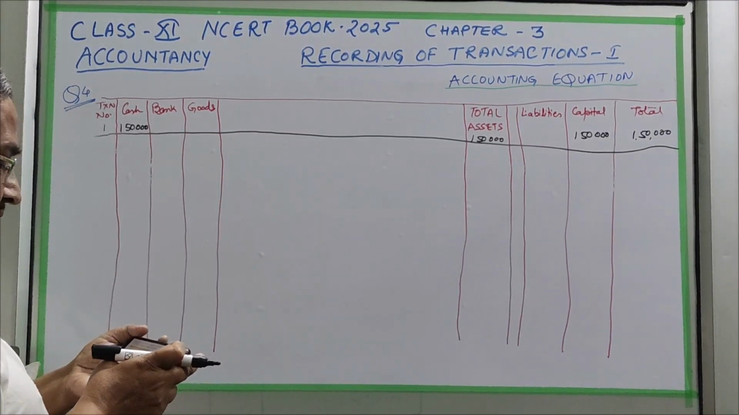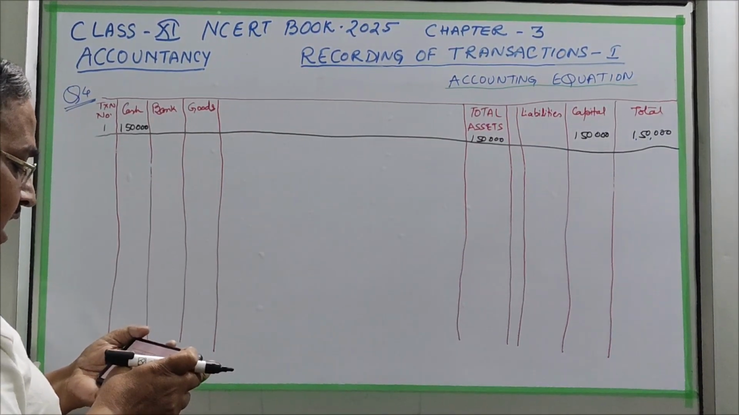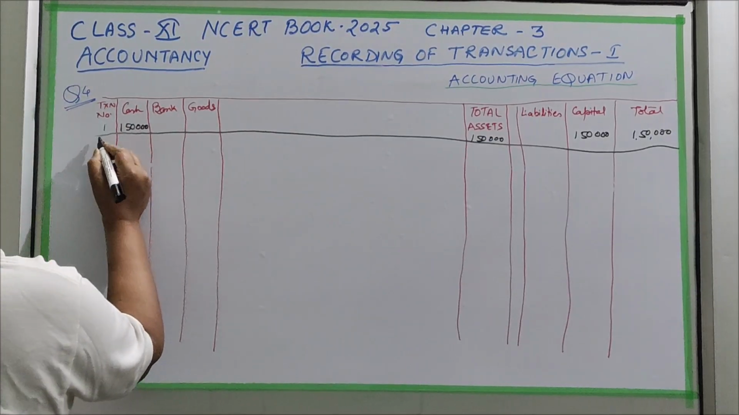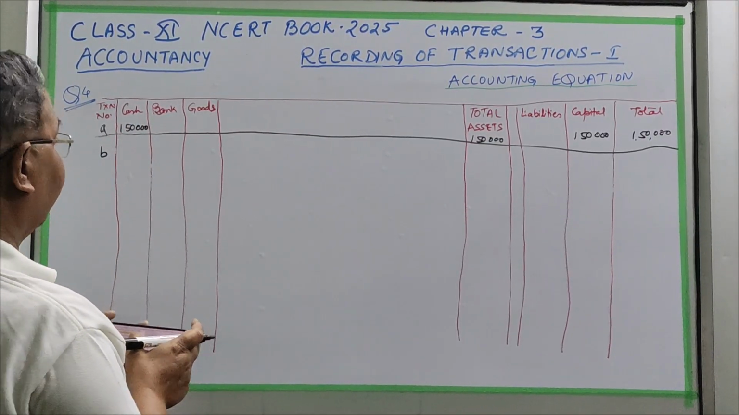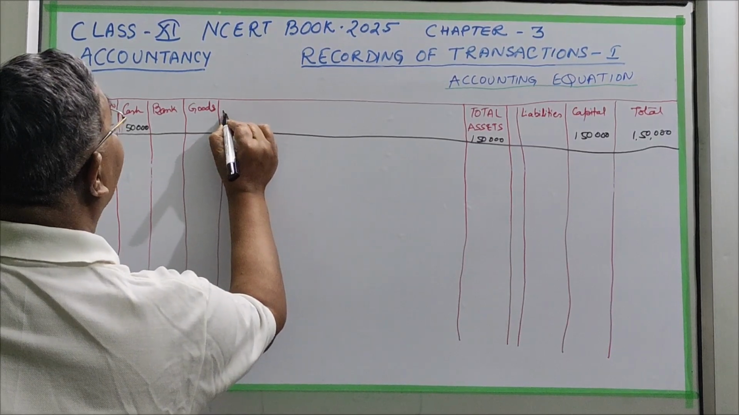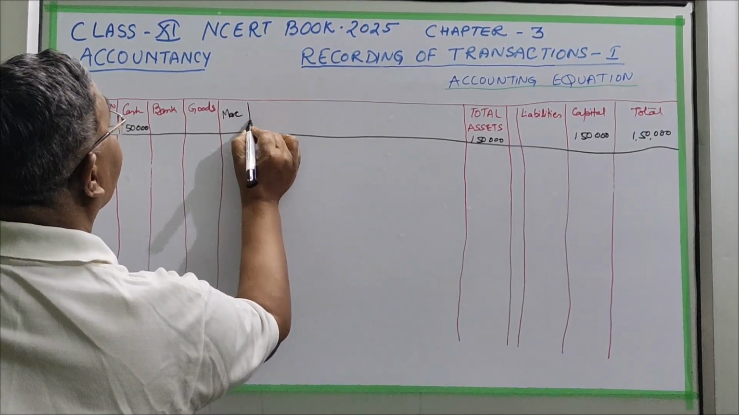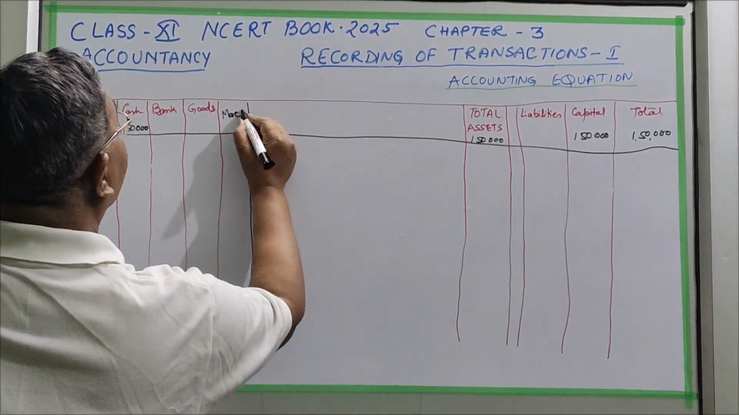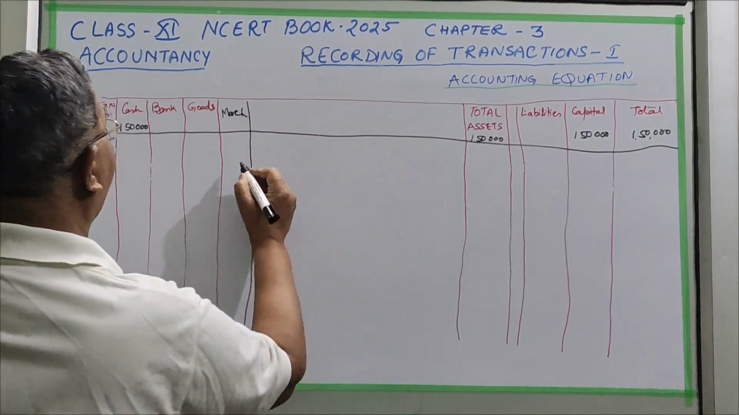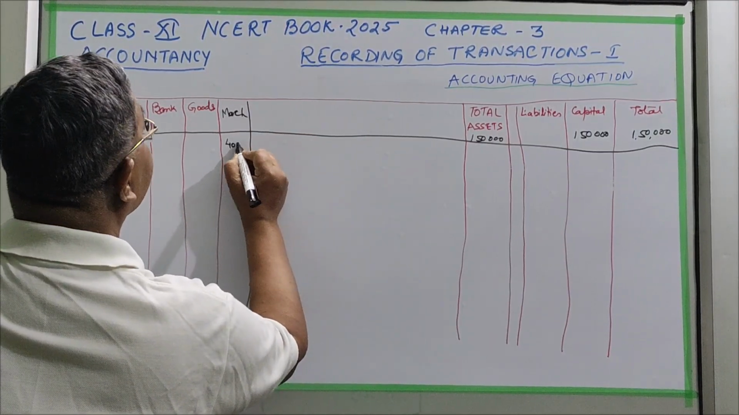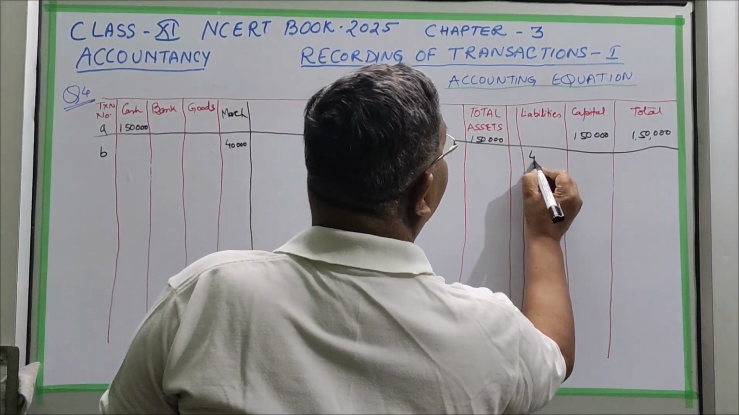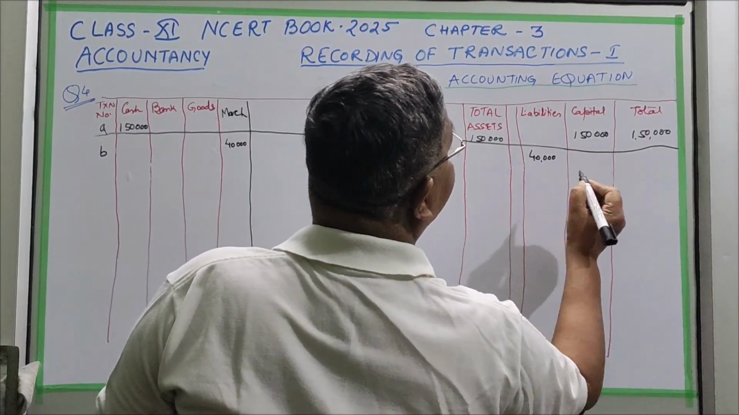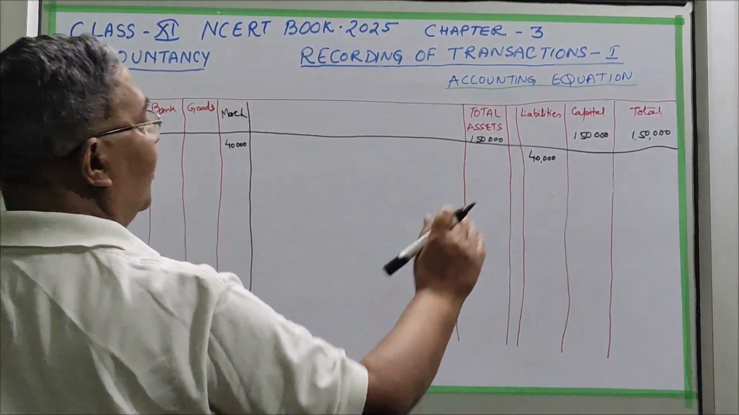Now, second entry, B: purchase machinery on credit 40,000. It means machine has come, of 40,000 rupees. And on credit, nothing you have paid. It means your liability will increase by 40,000. One entry is over.